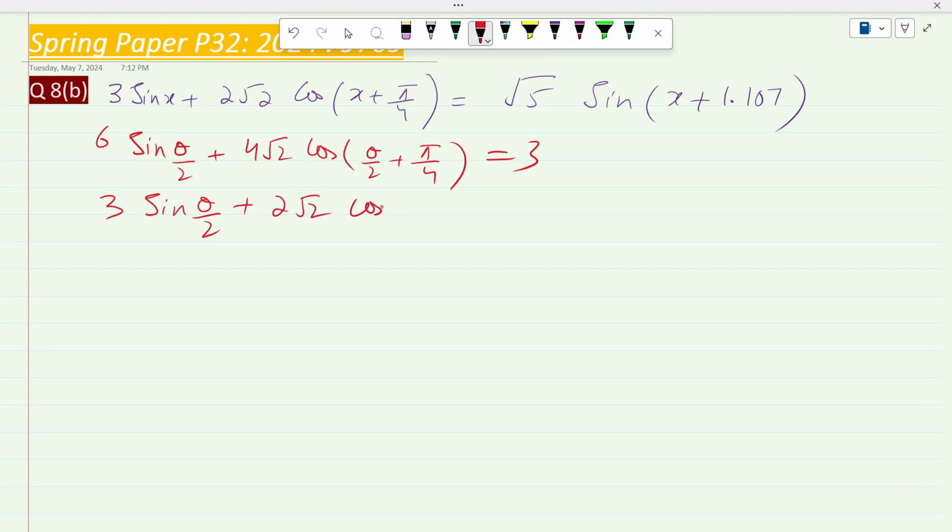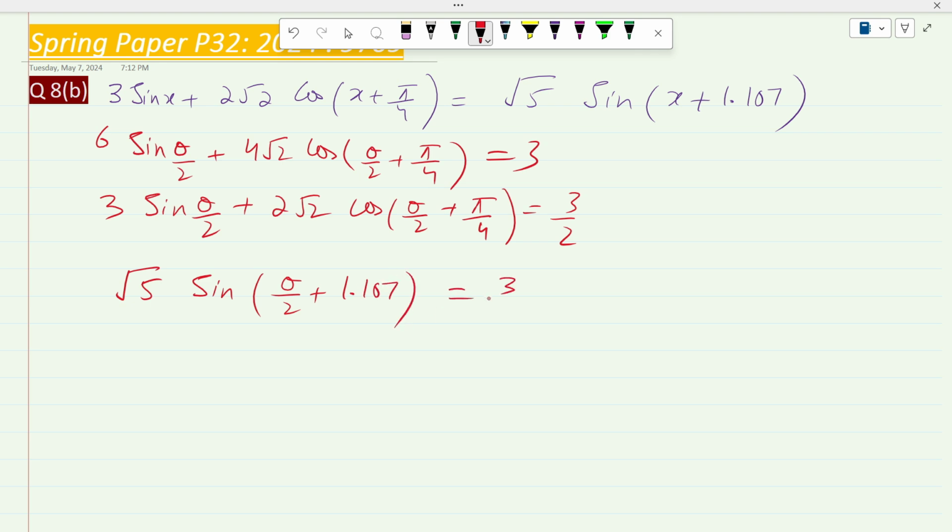Now this is exactly our R form, the only difference is now the angle. The angle is x, here it is theta over 2, it doesn't matter. So it means the left hand side can be replaced with our R form by replacing x with theta over 2. The rest of the things are fine. So theta over 2 plus 1.107 equals 3 over 2. And now we are going to solve this equation. So sine of theta over 2 plus 1.107 equals 3 over 2 root 5.